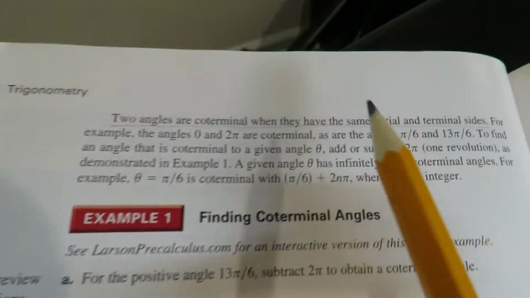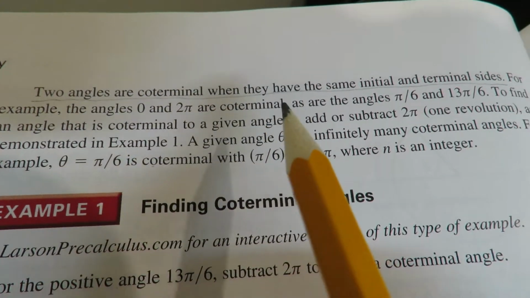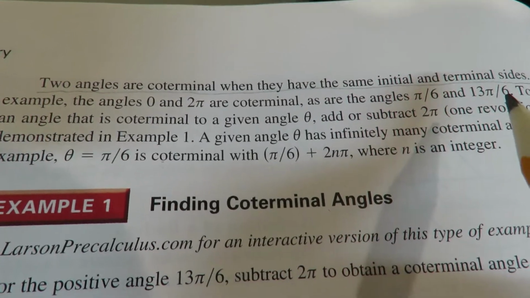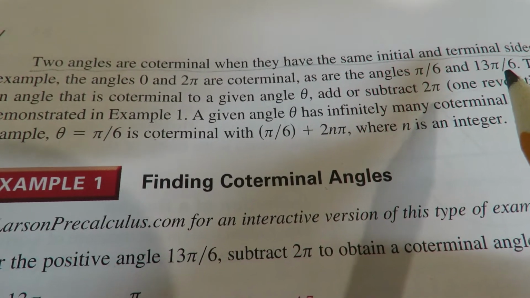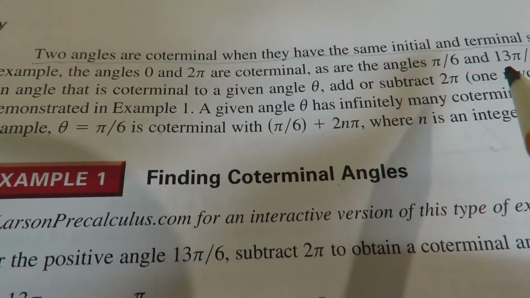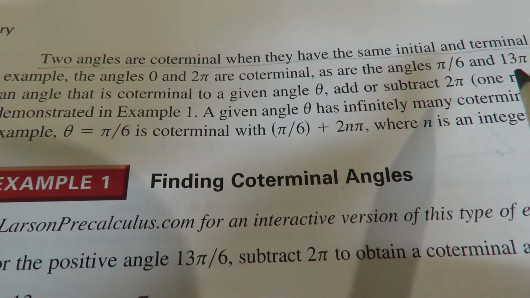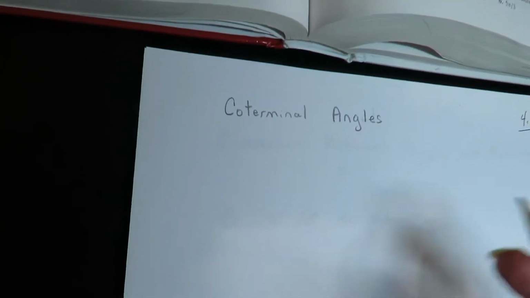This is page 262. Two angles are coterminal when they have the same initial and terminal sides. So what that means in basic terms is that they start and they stop in the same spot, okay? So let's try this so we can see if we get it.